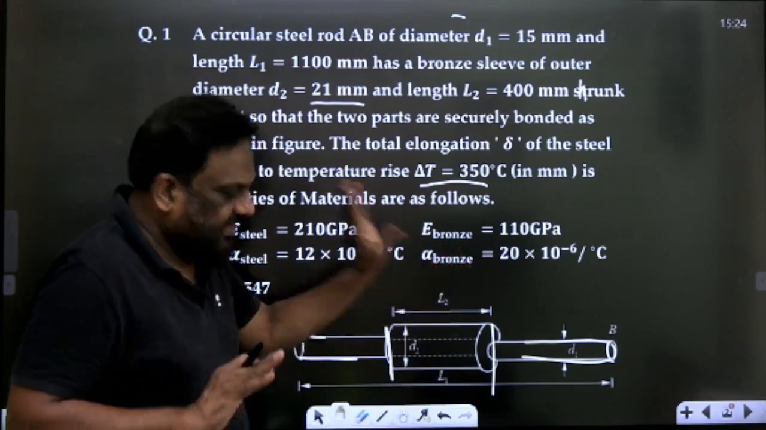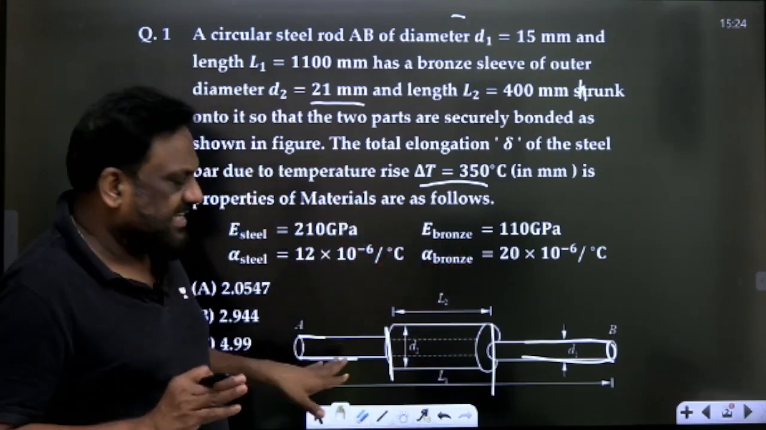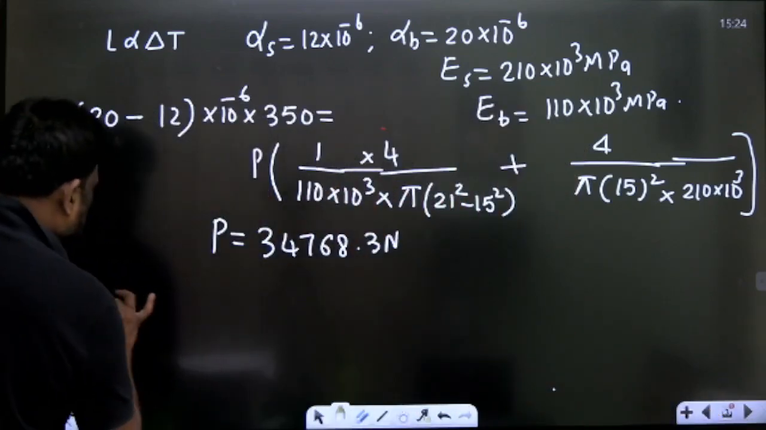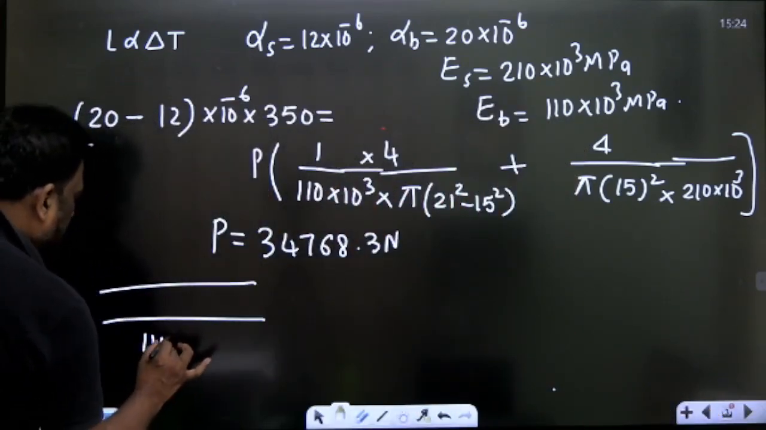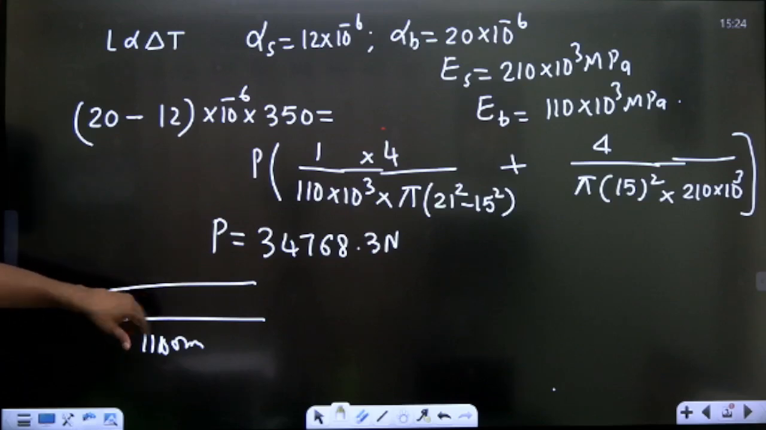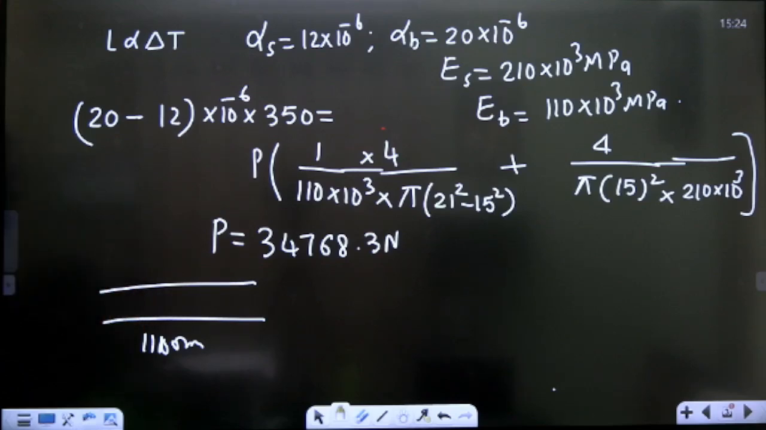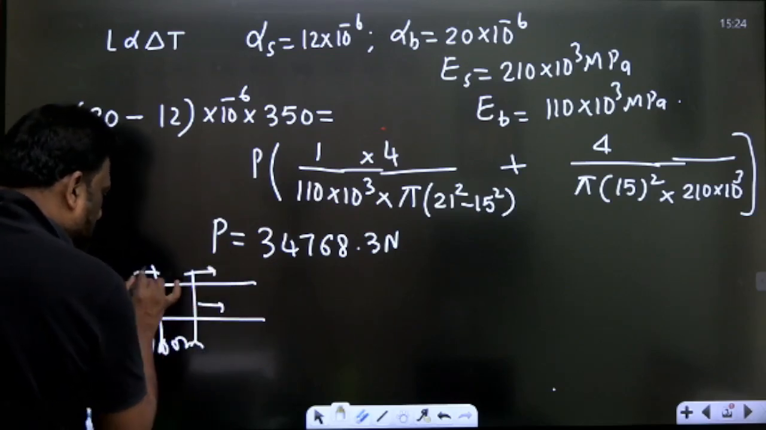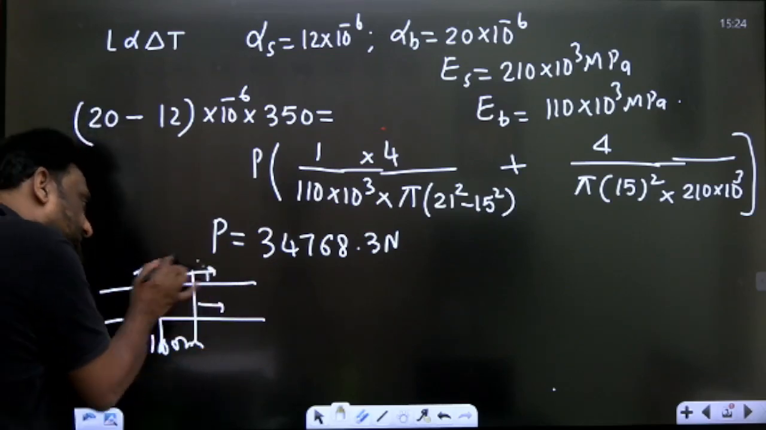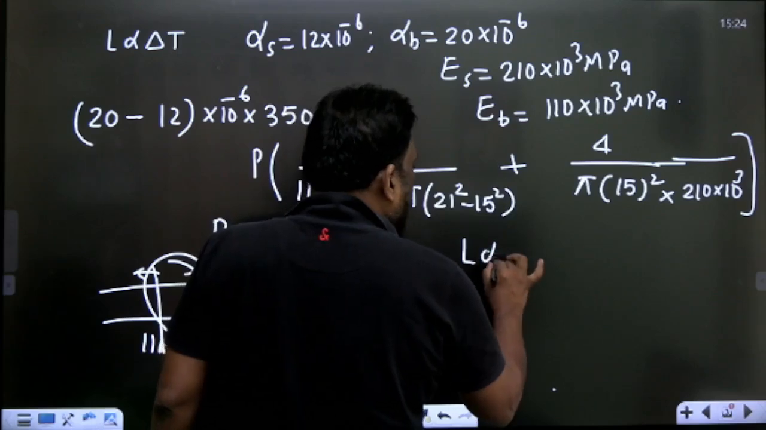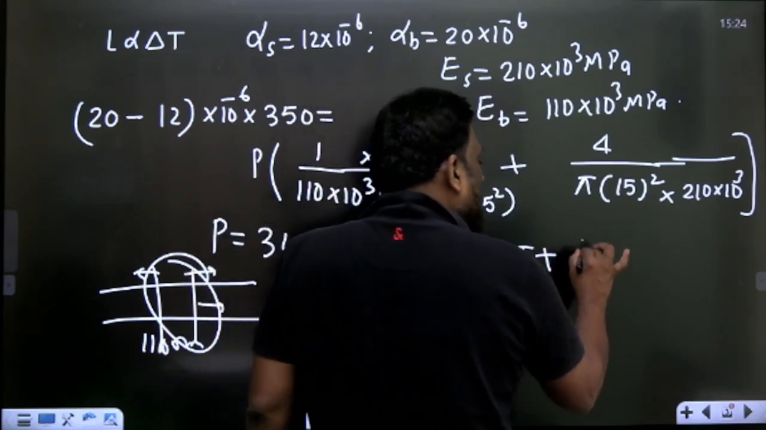Suppose there is no sleeve. If you are heating this steel over 350, there is complete steel. Listen carefully. Let us say there is only steel of 1100 mm length, heated through a difference of 350 degrees centigrade. So it will be L alpha delta T. Plus, apart from this, this portion is subjected to tensile load, so because of this load it expands. So the total expansion of steel will be L alpha delta T plus PL by AE.